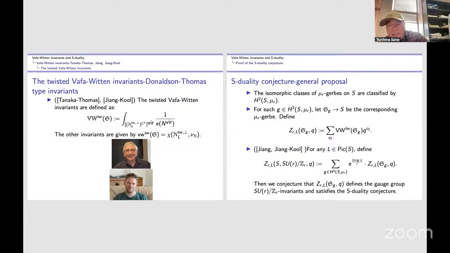Okay, and for each gerbe, you give some coefficient and count the twisted Vafa-Witten invariant we define, and then sum over all of these Vafa-Witten invariants for all the classes in H2(S, μ_R). And then this is roughly the SUR modular Vafa-Witten invariant. And also we conjecture that this one will match the S-duality conjecture in the beginning.